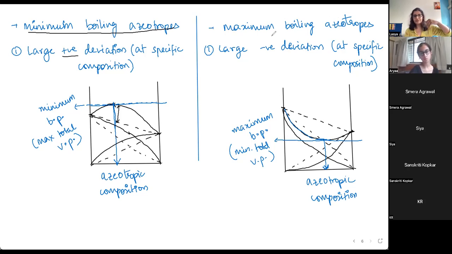So where do you observe each of them? So a minimum boiling azeotrope you will find for solutions that show a positive deviation, so lesser boiling point. For a lesser boiling point you need a higher deviation. The vapor pressure is higher, so more will escape, meaning it will convert easily to gas. Yeah, that is why the boiling point is at a minimum at a certain point.